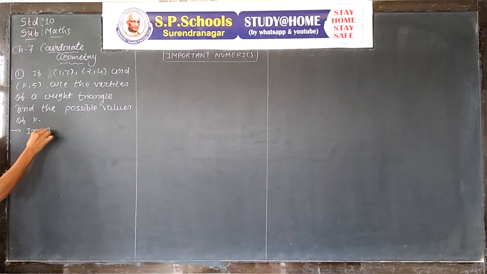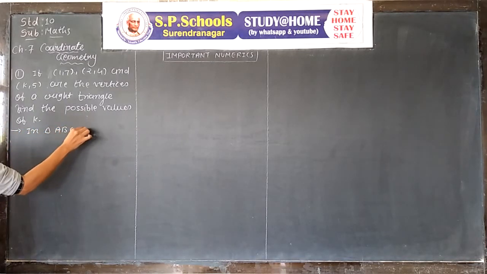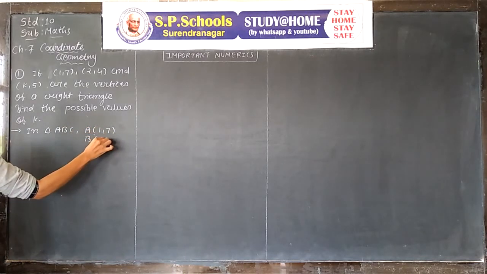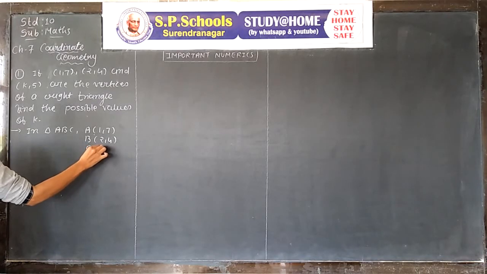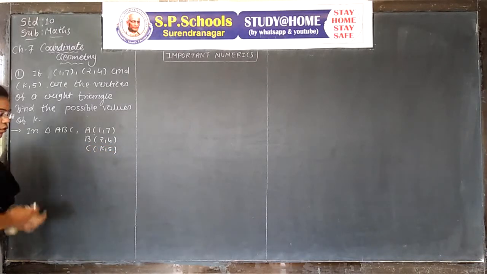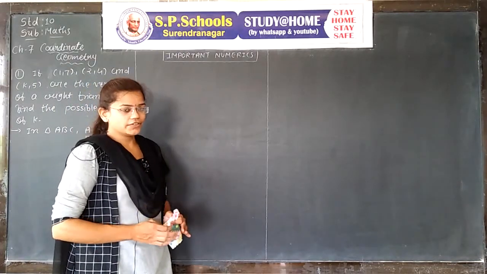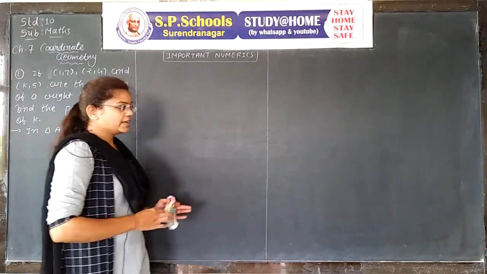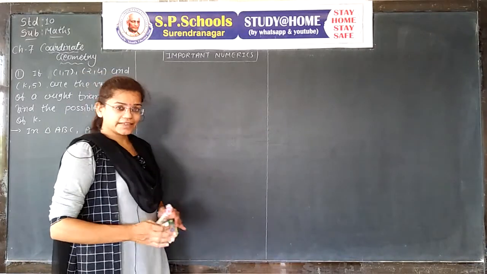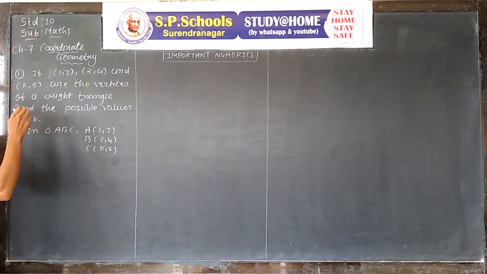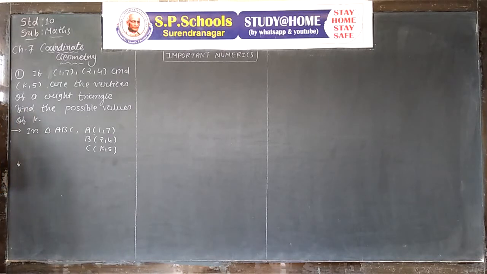Let us take triangle ABC with A (1, 7), B (2, 4) and C (K, 5). We don't know which angle is the right angle. That's why we have to take three different possibilities: angle A is the right angle, angle B is the right angle, and angle C is the right angle. So first of all, we need to find the squares of the sides.